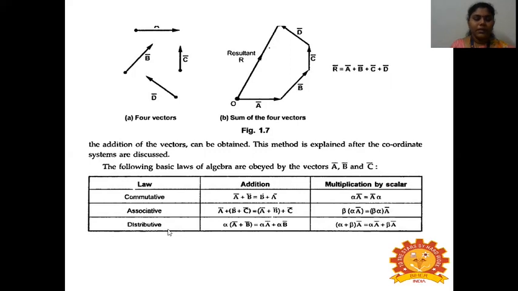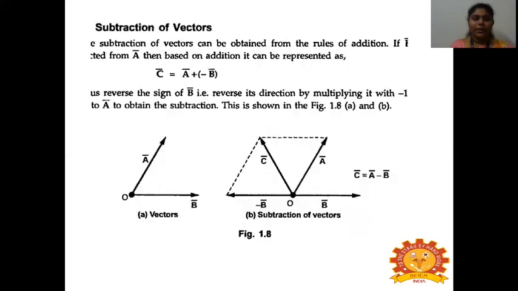So next is the distributive law. In distributive, alpha times A plus B vector is equal to alpha times A vector plus alpha times B vector. And by multiplication by a scalar, alpha plus beta times A vector is equal to alpha times A vector plus beta times A vector. So these are the basic laws of vector algebra.